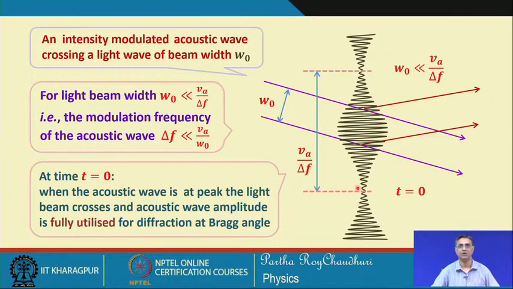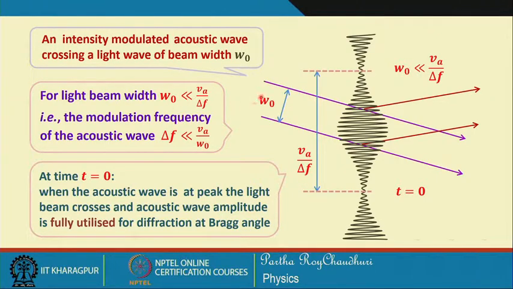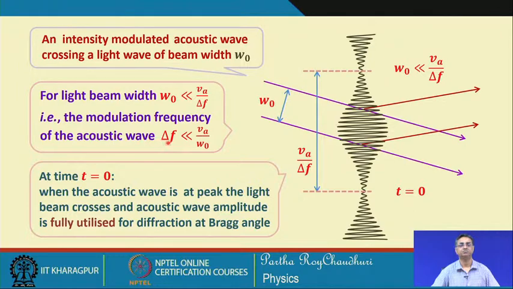wave under modulation condition, which is given by V acoustic wave by delta f, because this is the separation of this gap minimum to minimum, V_A by delta f. So, this optical width must be less than this value, that is the modulation frequency of the acoustic wave delta f must be less than V_A by W0, which is a consequence of this expression, this relation.